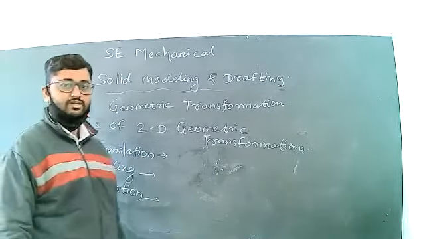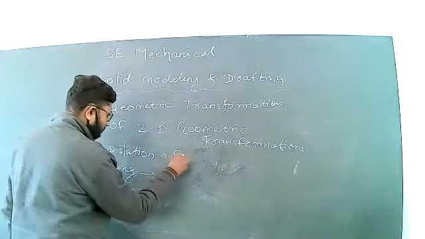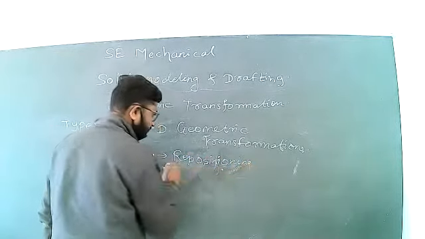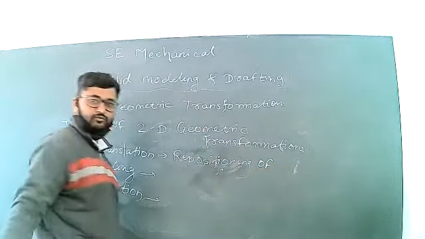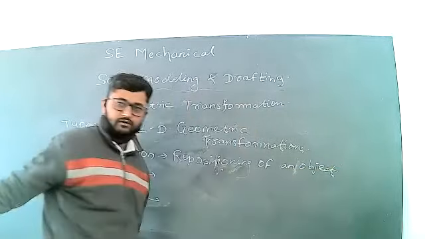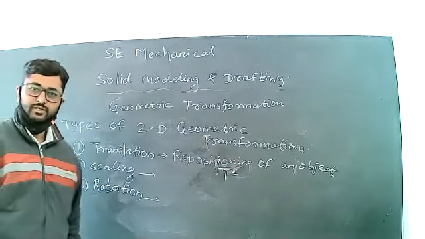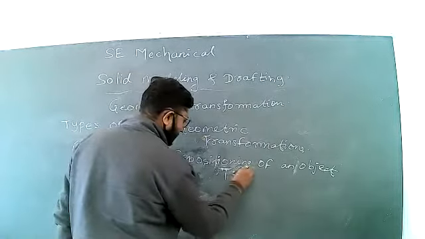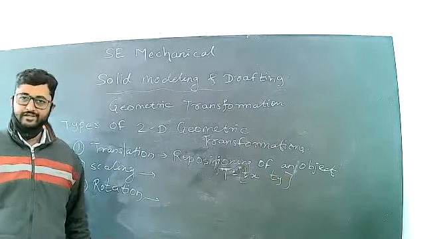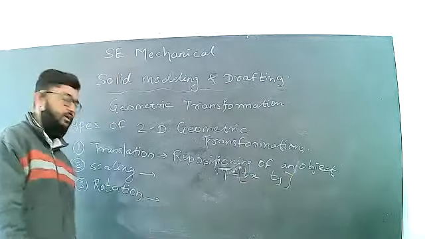So first type is translation. What is translation? Translation means repositioning of an object. And here in translation we use matrix or transformation terms as Tx and Ty. That is capital T is nothing but Tx, Ty. What is Tx? Tx is translation in x-axis, and Ty is translation in y direction.